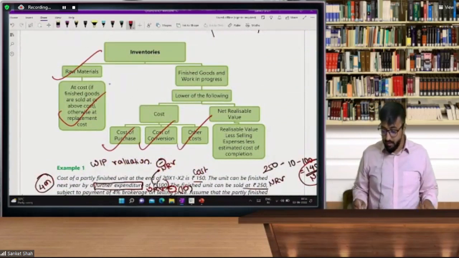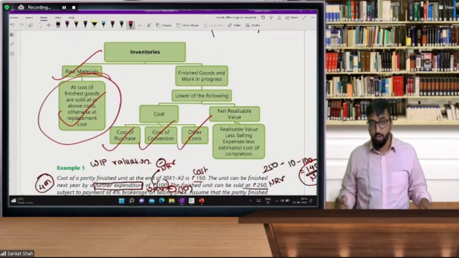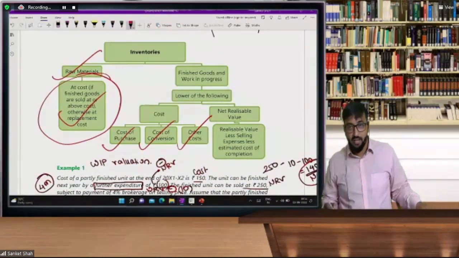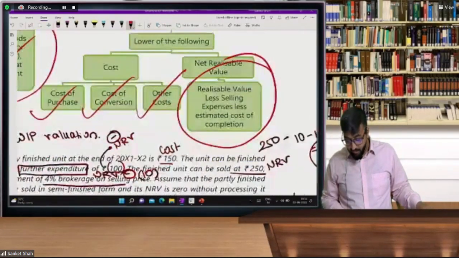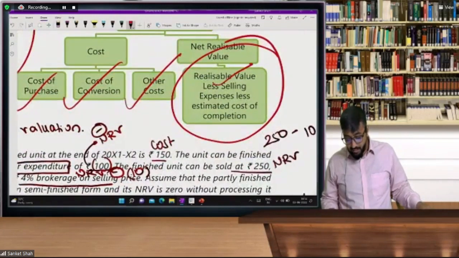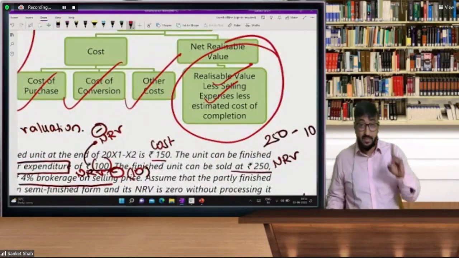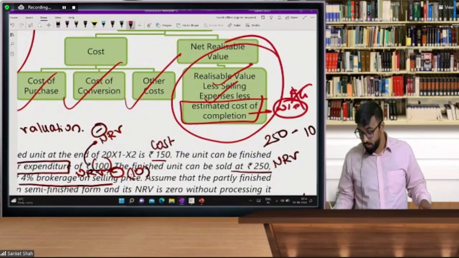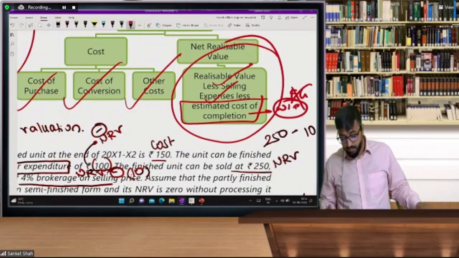Raw material, if replacement price is, I'm going to explain it in the CA final question. Its part is remaining, but NRV, you can see this NRV meaning of WIP, realizable value minus selling expense. Selling expense means brokerage. And this estimated cost of completion is only for WIP. It is not for finished goods. This cost of completion is not for finished goods, but it is only for WIP.